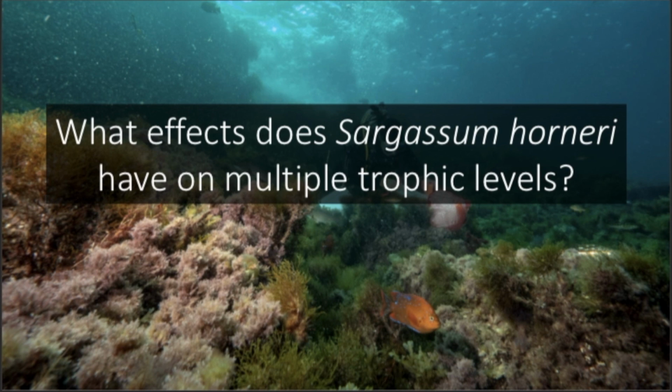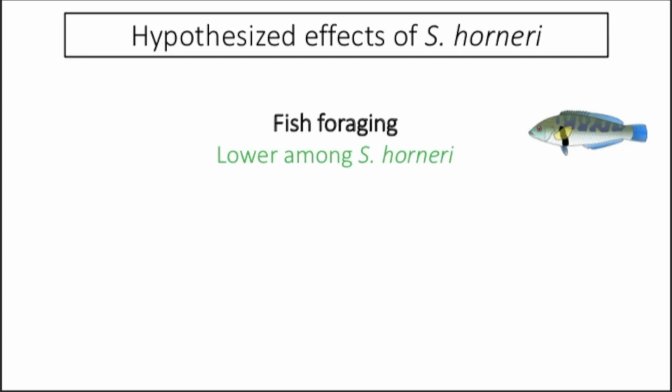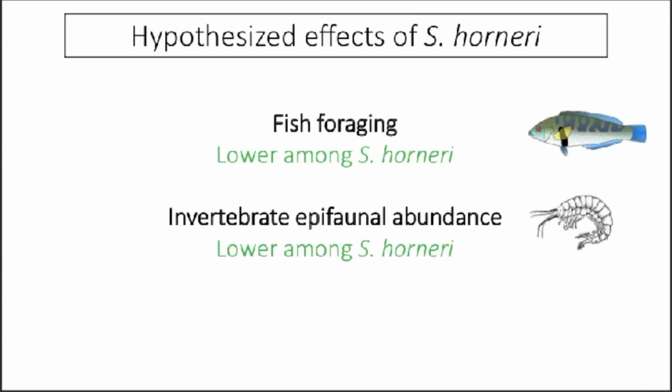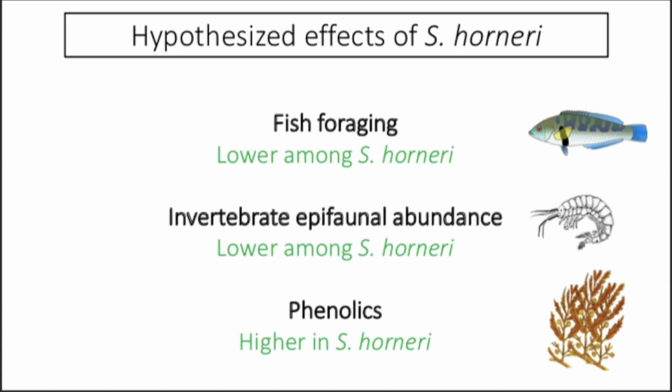So my overall question for my research is, what effects does this invasive have on multiple trophic levels? To start off, I have 3 hypotheses that I'm testing. The first one is whether or not the fish are foraging among it. I expect them to have a lower foraging rate among the invasive compared to the native species, and that is due to a lower abundance of the invertebrate epifauna that live among the algae. And that is due to a higher concentration of these phenols that the invasive has, which is deterring those invertebrate epifauna from living among them.